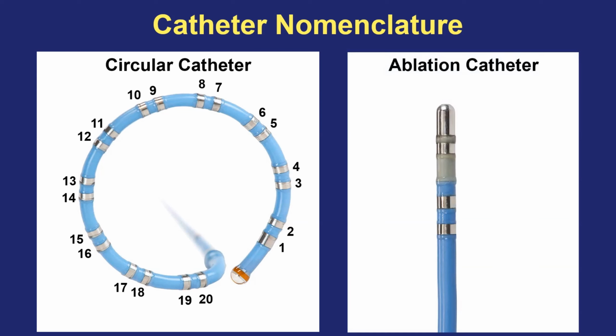Ablation catheters are quadrupolar catheters, and they're typically labeled in 2 electrode pairs. So if you see ABL-D, that's the distal pair of electrodes, which includes the ablation electrode itself at the catheter end. When we're dealing with unipolar recordings, we will number these electrodes 1 through 4, so it's important to know that distinction when looking at ablation catheter electrograms.